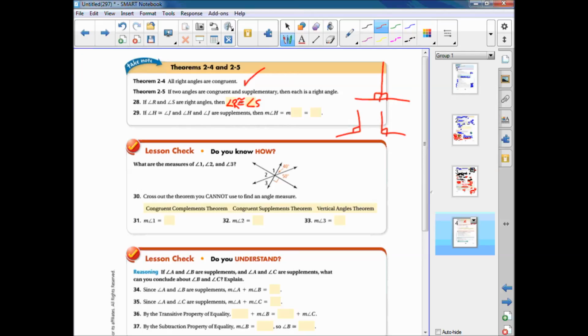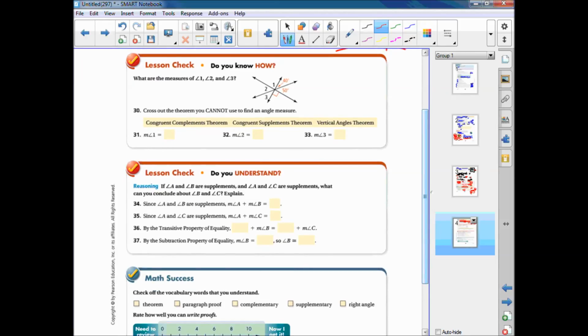Okay. And if H is congruent to J, and H and J are supplements, then the measure of angle H is equal to 90, which is the measure of angle J also. Okay, so this one comes from theorem 2.4, and this one comes from theorem 2.5. So all right angles are the same, and if two angles are congruent to each other and supplementary, then they're both right angles. Okay. All right, so pause the video here, and then do the lesson check yourself, and then come back and make sure that you understood.